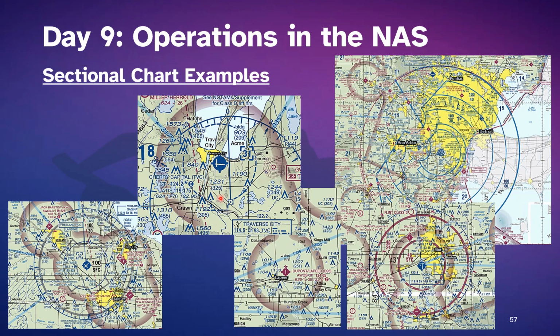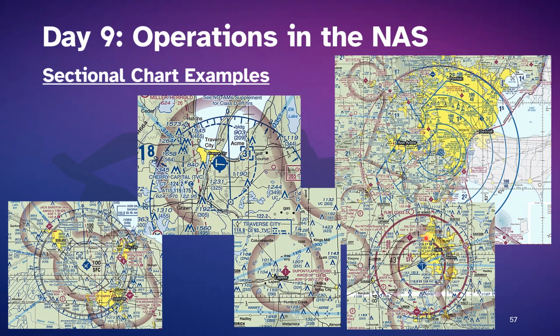Traverse City here is a classic Class Delta. It's got a cylinder, and actually it's got a little bump out here, but that dashed segmented blue goes up to 3,100. Working up a little bit, we've got a TRSA. Here's Saginaw, MBS International. Again, we've got a Class Delta core, and then we've got some TRSA around here. That goes from 3,000 to 10,000, and then from 10,000 to the surface, you've got TRSA.